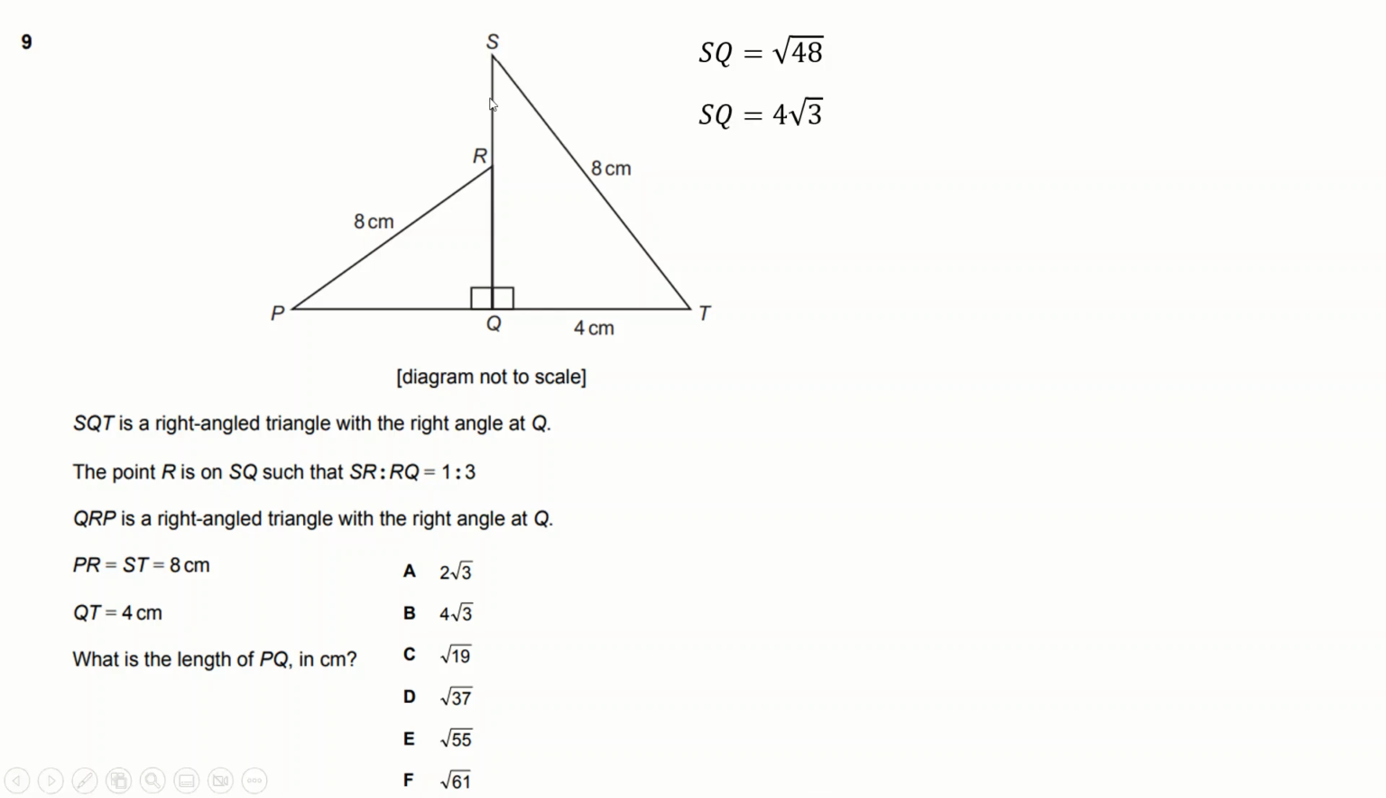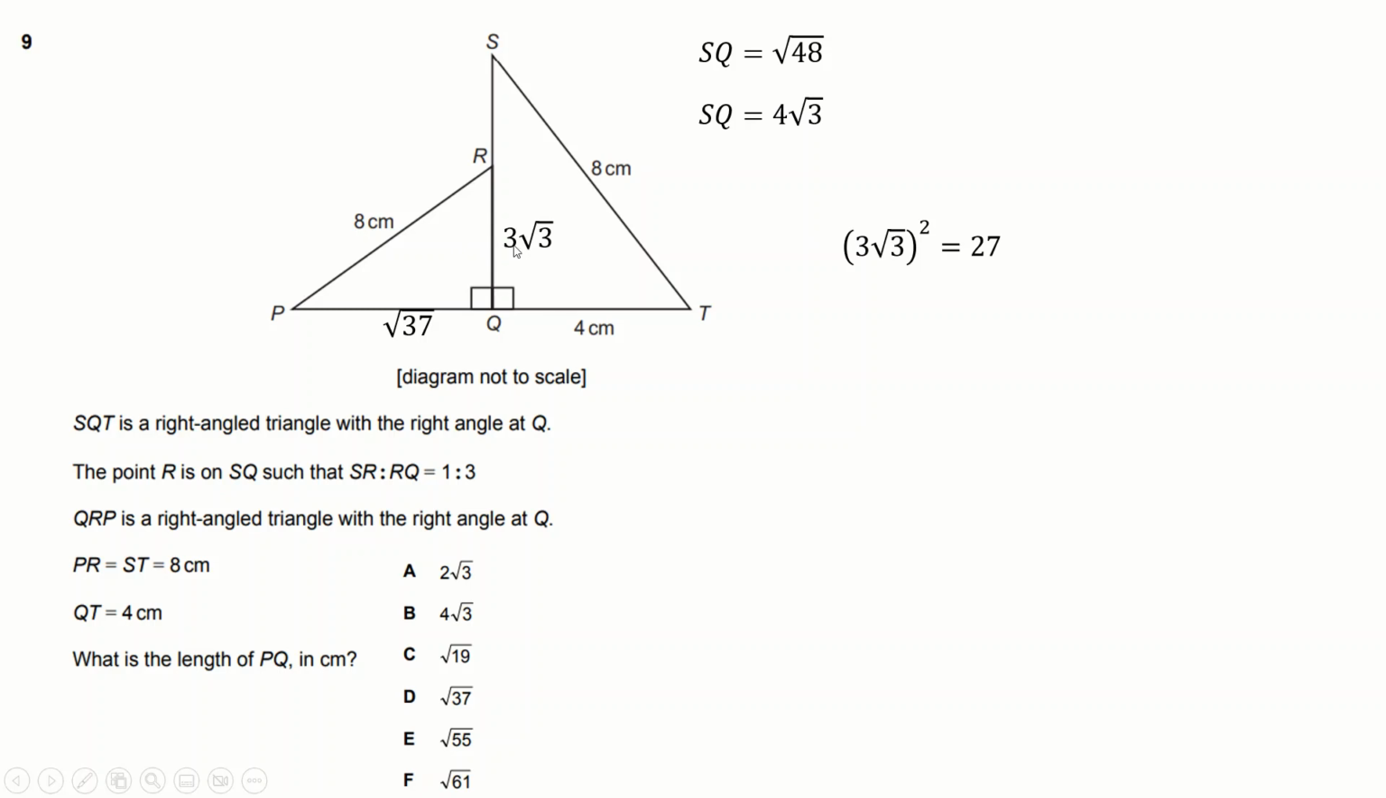So you can literally just say this is 4 root 3's, so split into the ratio 1 to 3 makes this section 3 root 3's, and now we can just do Pythagoras here. 8 squared is 64, take away this squared is 3 squared times root 3 squared, which is 9 times 3, which is 27. 8 squared is 64, minus 27 is 37, so was it 37?